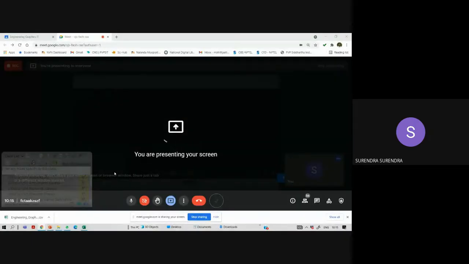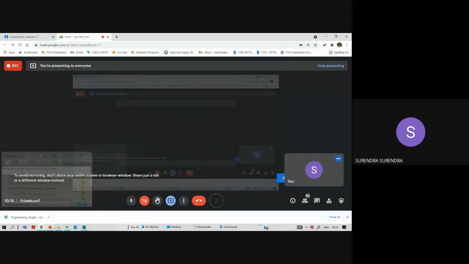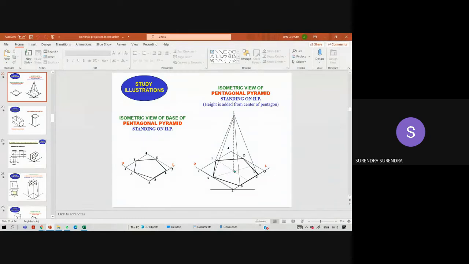Simple solids. Last class we completed how to project or how to draw the isometric view of a pentagonal pyramid. Now let us go through the isometric view of a cylinder. I'm starting the presentation. This is what we completed in the last class.